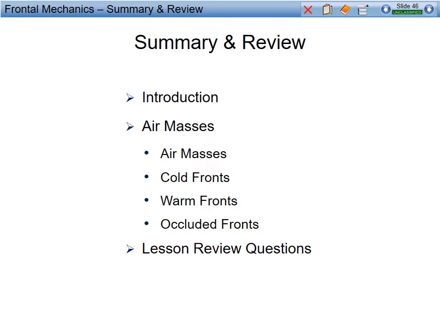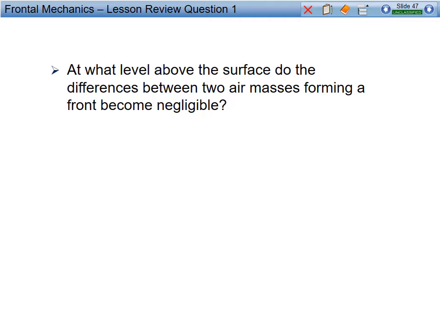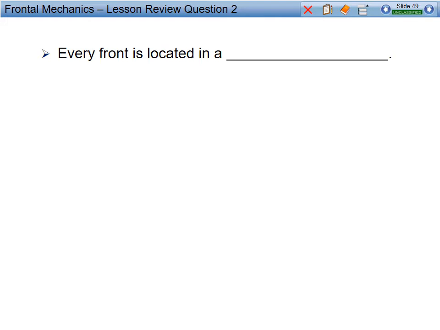In summary, we talked about air masses, what defines them, and how we name them. And we talked about cold fronts, warm fronts, occluded fronts, as well as stationary fronts and inactive fronts, which could be any of the previous. At what level above the surface do differences between two air masses forming a front become negligible? 15 to 20,000 feet AGL. Every front is located in a trough of low pressure.